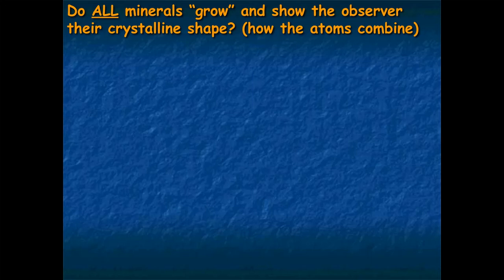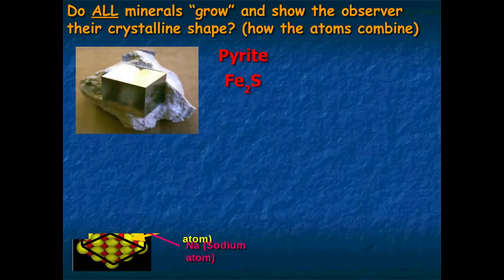So do all minerals grow and show the observer their crystalline shape? In other words, remember, to be a mineral, it has to have a definite crystalline structure. And in many cases, if you're out in the field, you pick up a sample of a mineral, it really doesn't show its crystalline structure. So for example, here is a mineral of pyrite, and it's 2 irons and a sulfur, so 2 irons and 1 sulfur combined together.